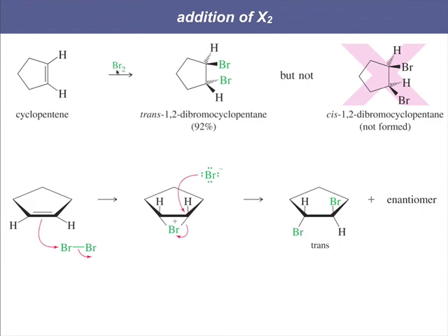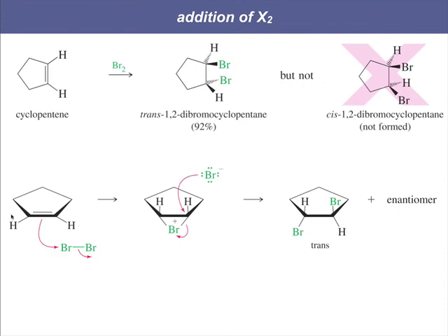The product will be the trans or anti arrangement, where one bromine is up, the other bromine is down. We will never get the arrangement where one bromine is up and the other bromine is up. That would be syn addition. This reaction, adding Br2 across a double bond, always goes anti.